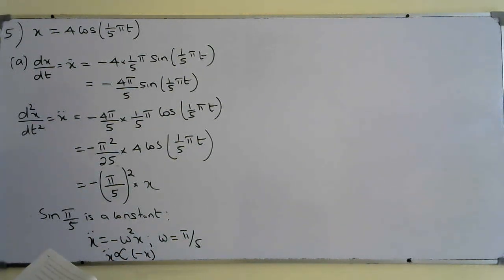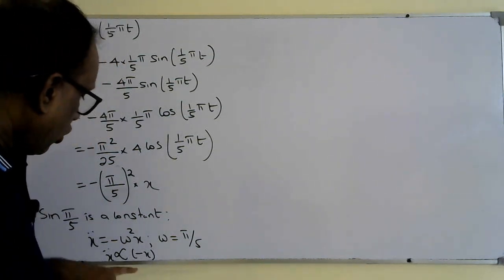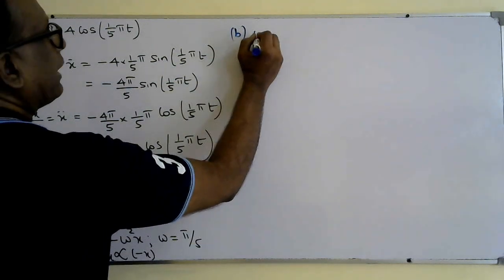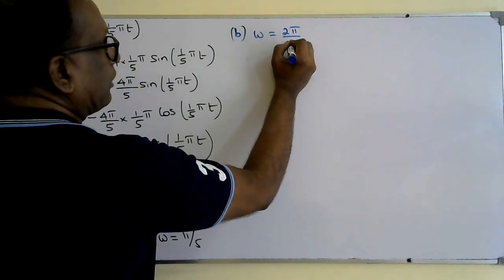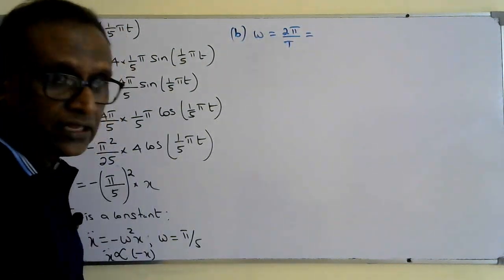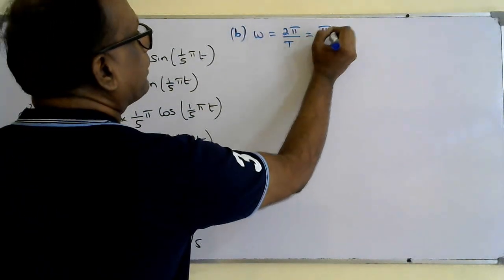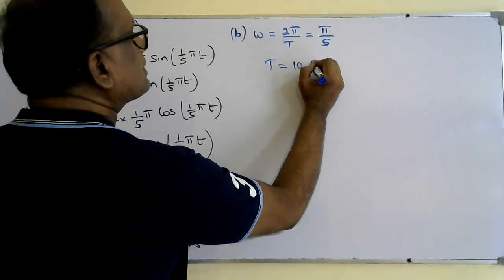Okay, B part, find the period of the motion. Omega, we got it, pi by 5. So for the B part, we know that omega equals 2 pi over T. That is pi over 5, pi by 5. So from that, T is equal to 10 seconds.